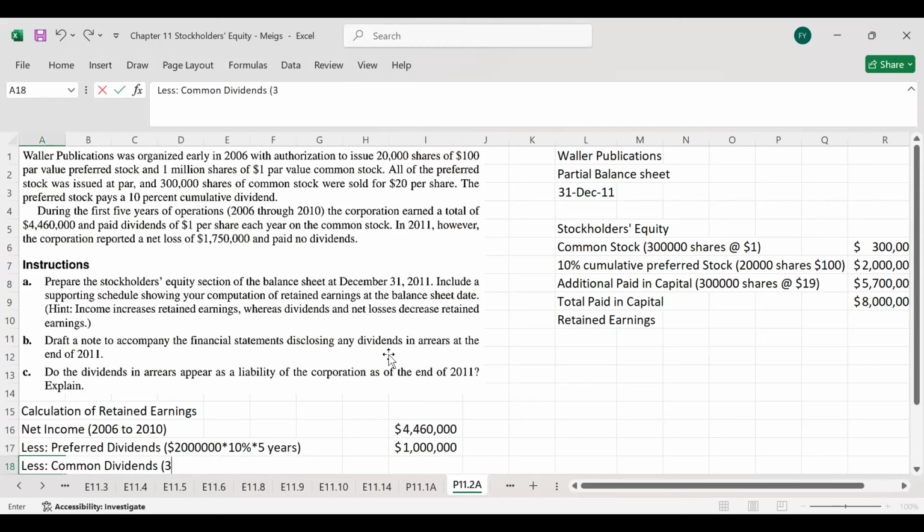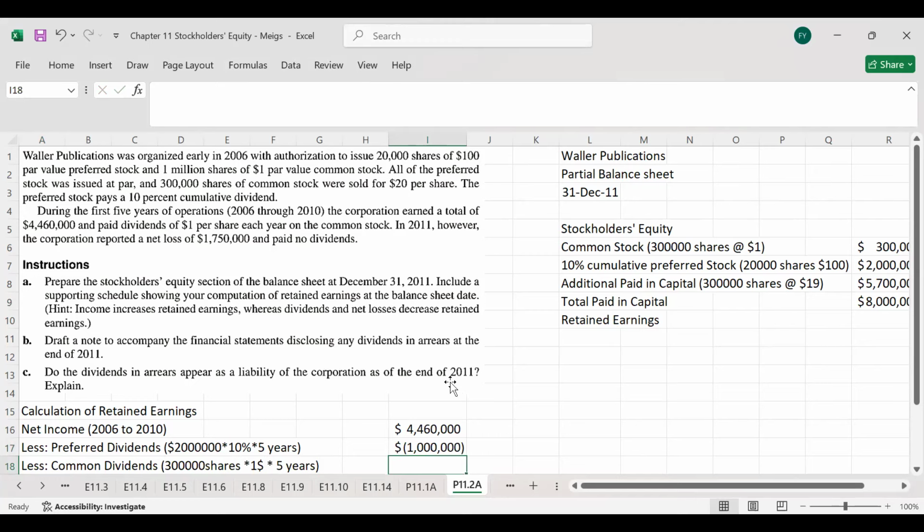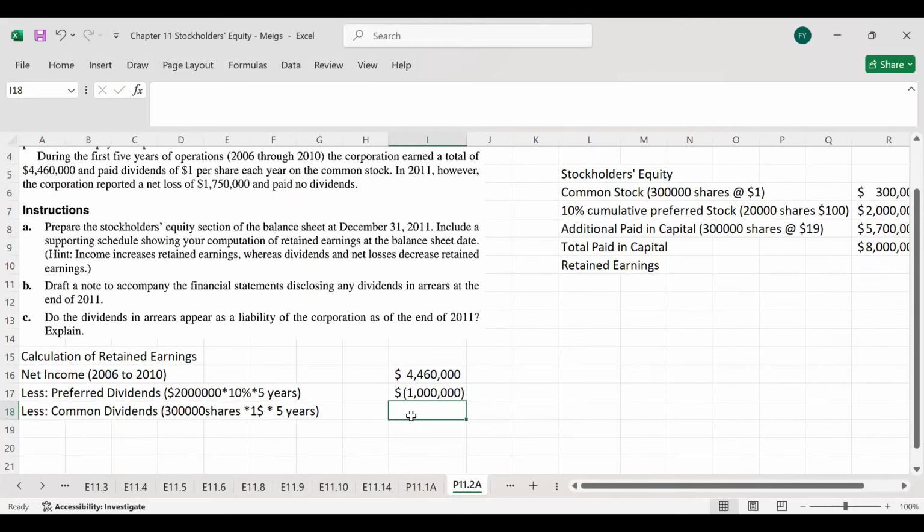So 300,000 shares, and the rate of dividend is $1, and this is for 5 years. So we have one minus sign because we are going to deduct it. Okay, and here also we have a minus sign because we are going to deduct it.